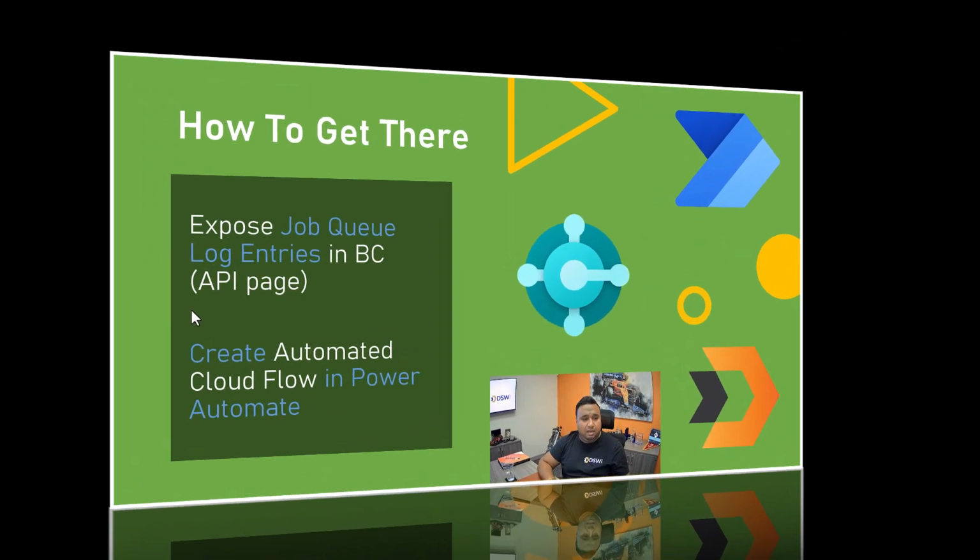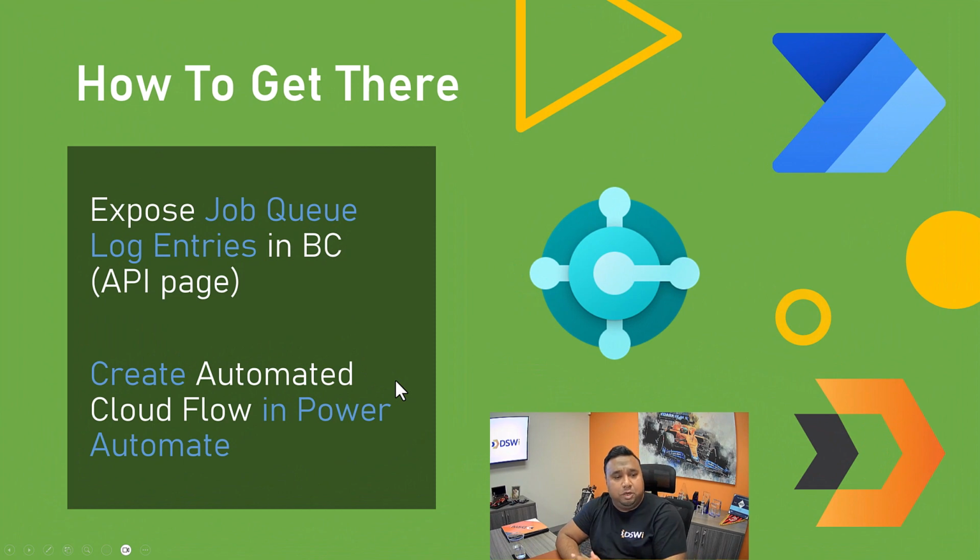If I come back in here, we exposed the job queue log entries in Business Central via an API page. I showed you how you can create your automated cloud flow in Power Automate. We ran it. You see how easy it was to do all of this. And I hope you got some benefit from seeing how an API page is created and how you can then use that. Now, frankly, when I went back and looked at so many of the YouTube videos on Business Central and Power Automate, that was one of the things that weren't there.